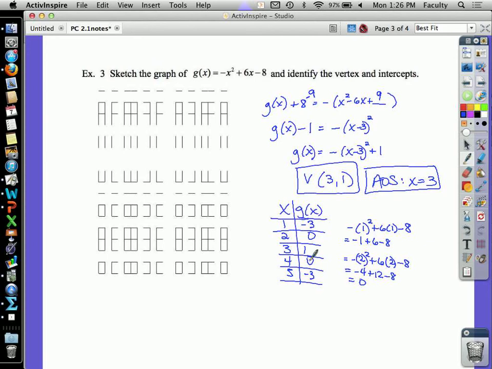So guess what? I actually got my x-intercepts right in my table, which is lovely. So let's identify it though. That's 2, 0, 4, 0. My y-intercept, have you noticed the y-intercept is always the constant when it's in ax squared plus bx plus c form. So the y-intercept is 0, negative 8.